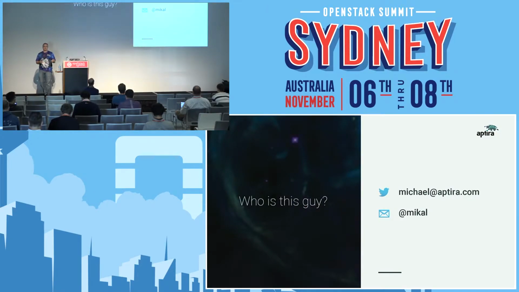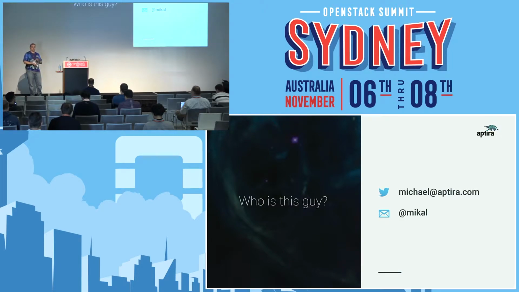Now to start off with, who on earth am I? So my name's Michael. I work for a company called Aptera, that I'm sure you've heard of by now. We hand out t-shirts, apparently. Apart from that, I'm an OpenStack compute developer. I've been working on Nova for about 6 years now. Over that time, I've done a bunch of stuff.